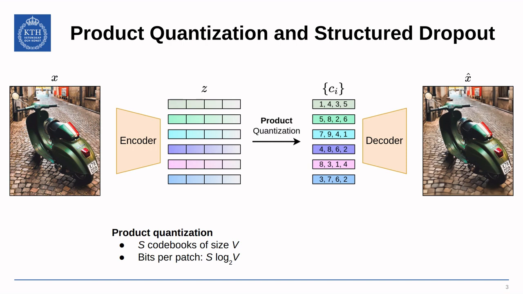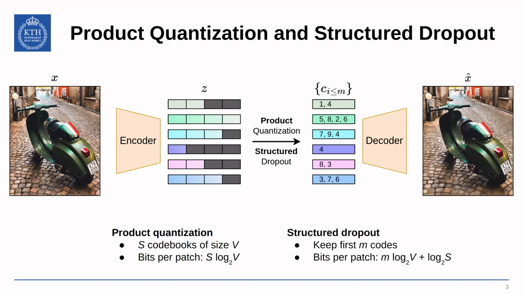When we drop codes from the list, we want to make sure that the ones we keep contain as much information as possible. We achieve this by adopting structure dropout during training. For each patch, we randomly mask codes starting from the tail of the list, and then we modulate the weight of the reconstruction loss according to the number of codes that remain. This way, the model is forced to store the most important information at the beginning of the list associated to each patch. In terms of compression cost, if we retain the first m codes of a patch, we will need m log v bits for the codes plus a small overhead of log S to store the number m itself.